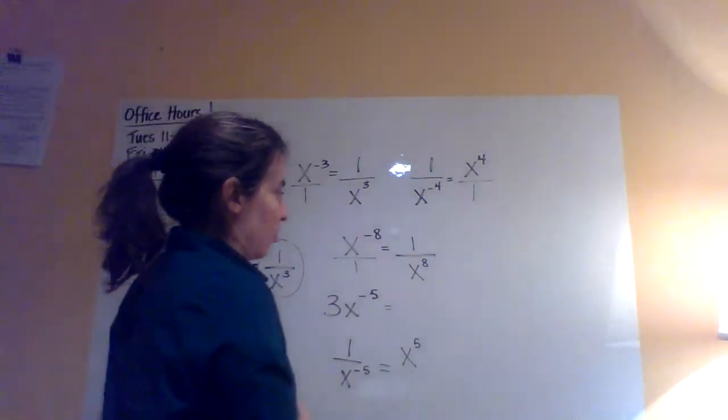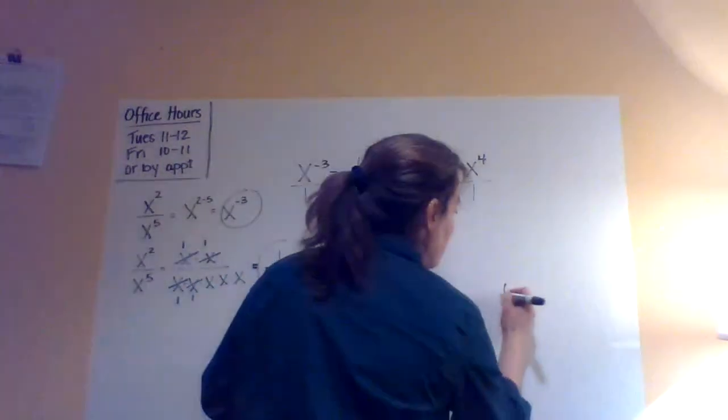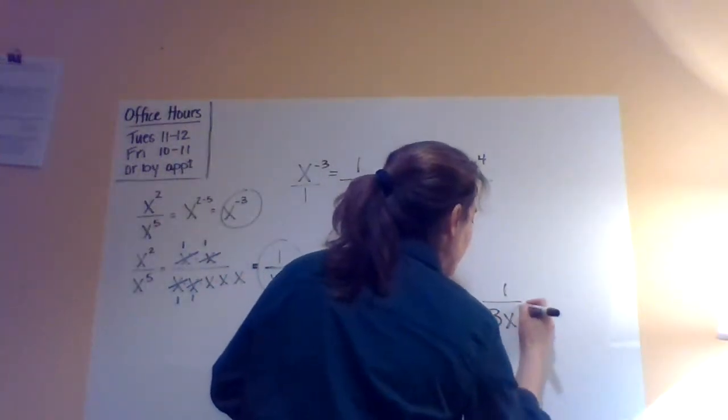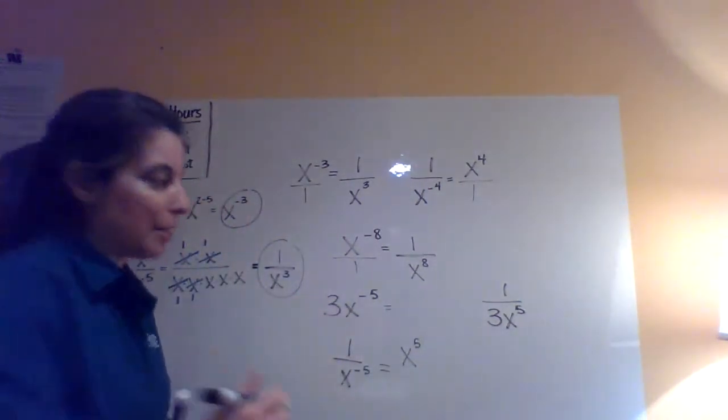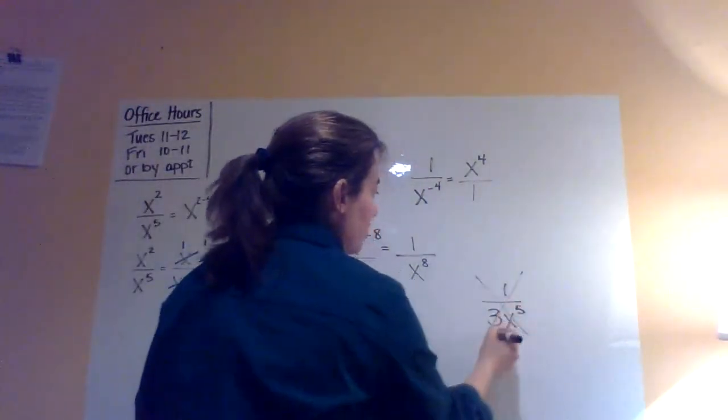Now let's look at this one for a minute here, 3x to the negative fifth. What people generally want to do at first is to say, well, that's 1 over 3x to the fifth. But that's not quite right. So let's look at why.